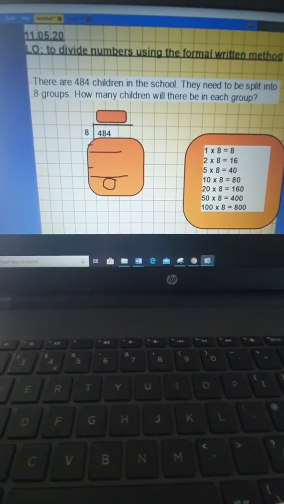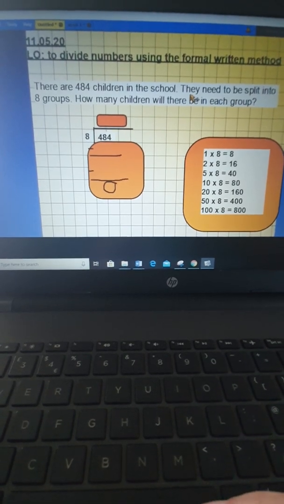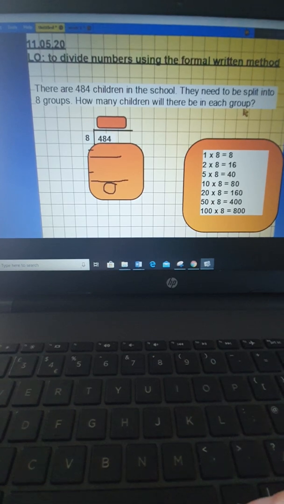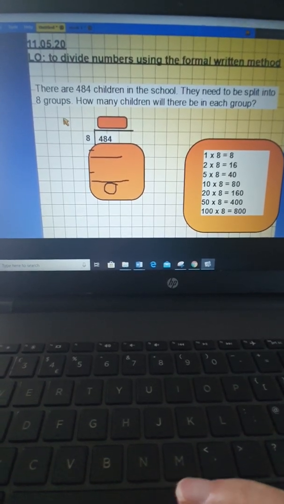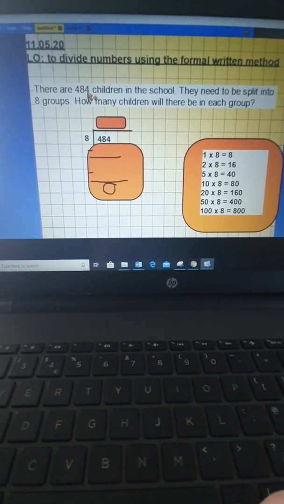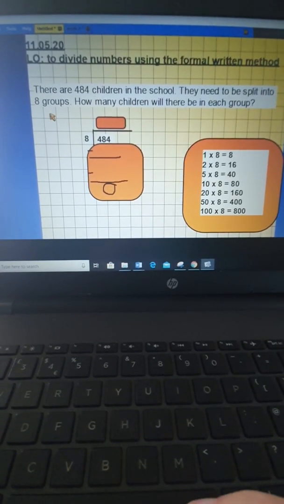There are 484 children in the school. They need to be split into 8 groups. How many children will there be in each group? So we're going to have 8 groups altogether, and we need to know how many will be in each group. So we need to divide 484 by 8, okay?